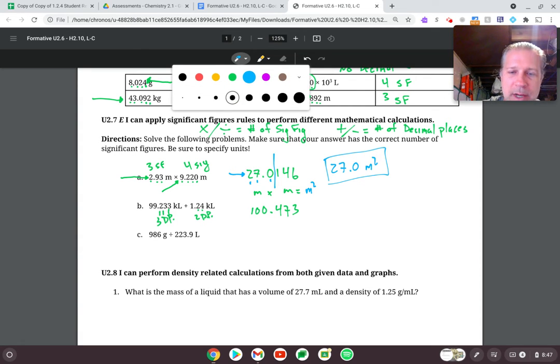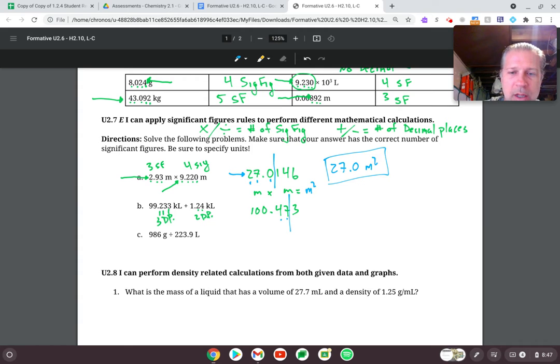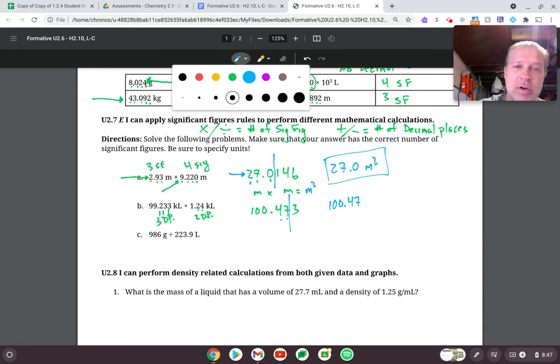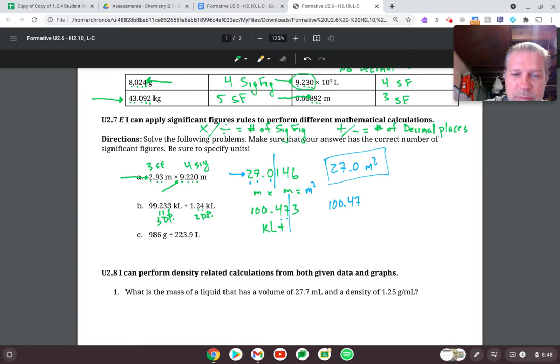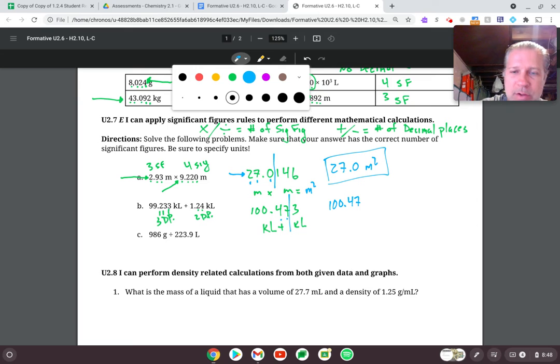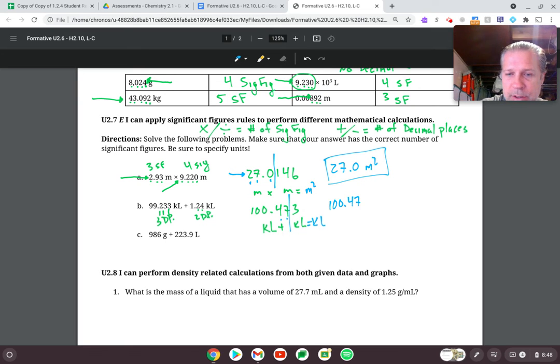So what I'm going to do is count 1, 2, draw a line, and I see that 3 cannot round the 7 up. So my final answer here is going to be 100.47. And as a result of being 100.47, that's good, but now we need to assess our unit. And in this case, it's just kiloliters plus kiloliters. And when you add units, they stay the same. So that means that my final unit this time is going to be kiloliters, and it looks like that.